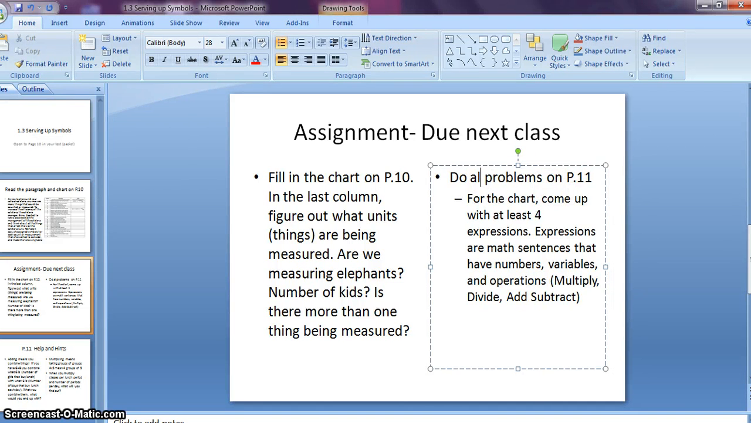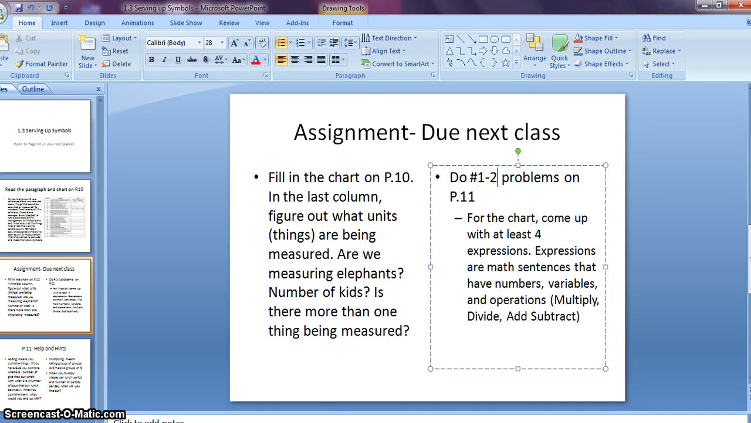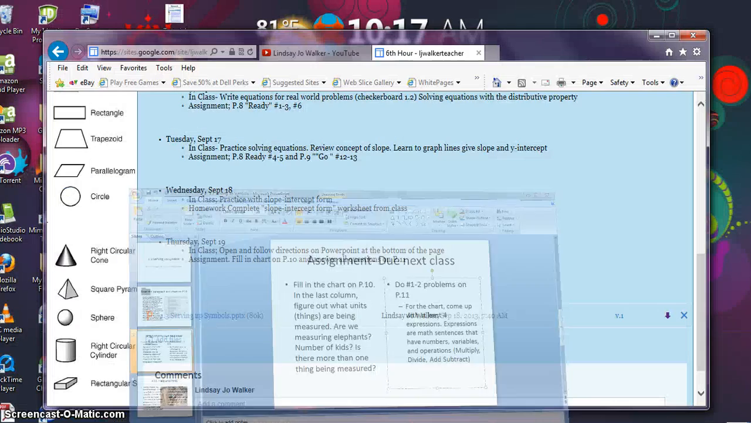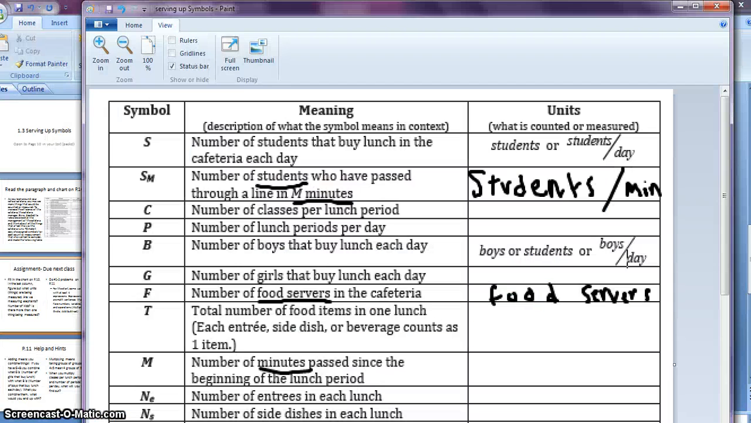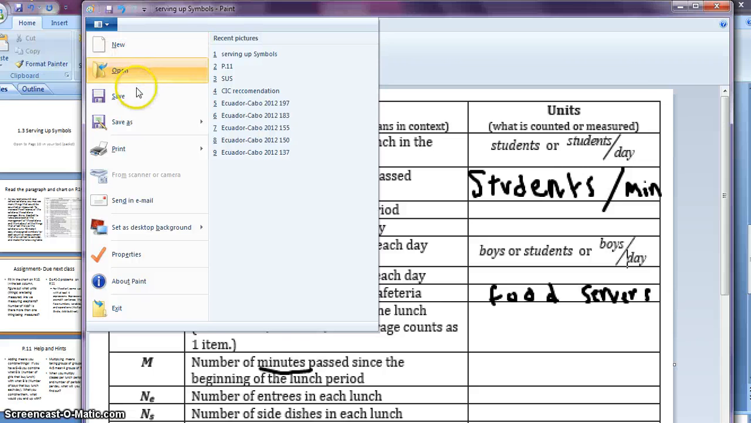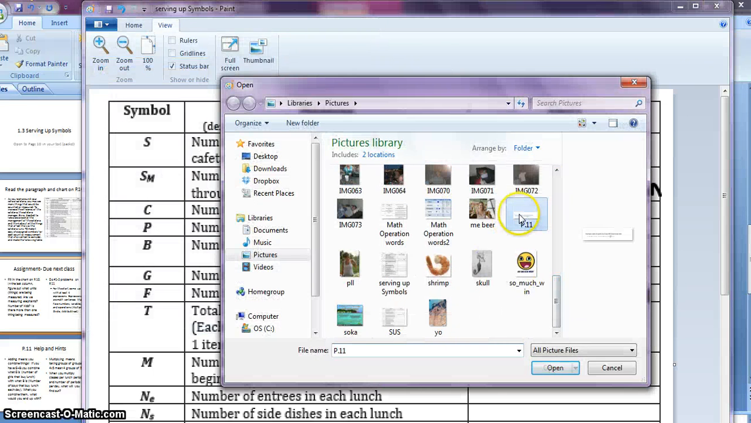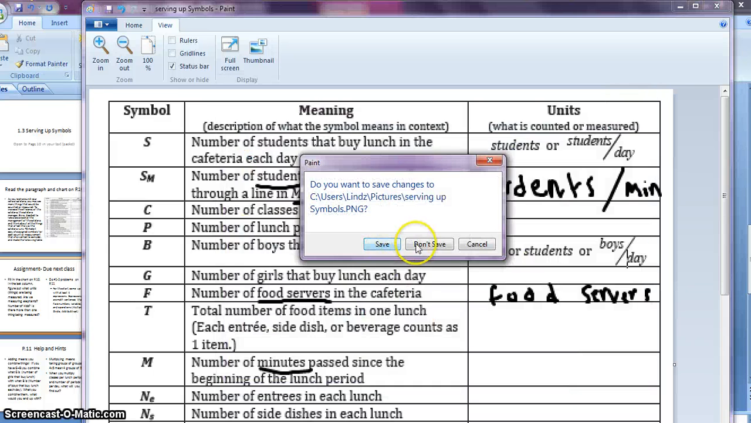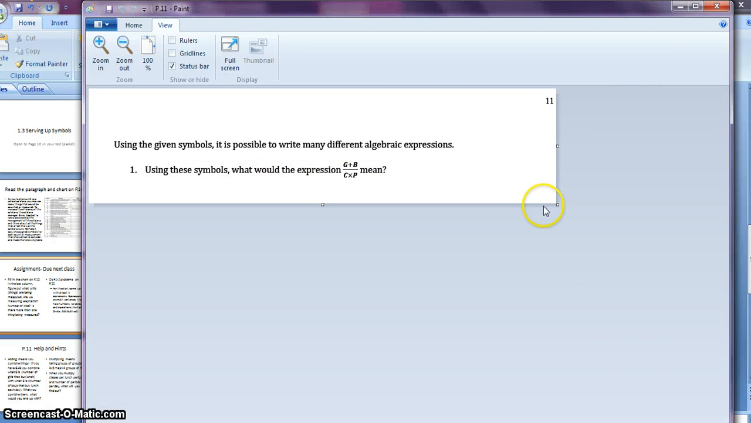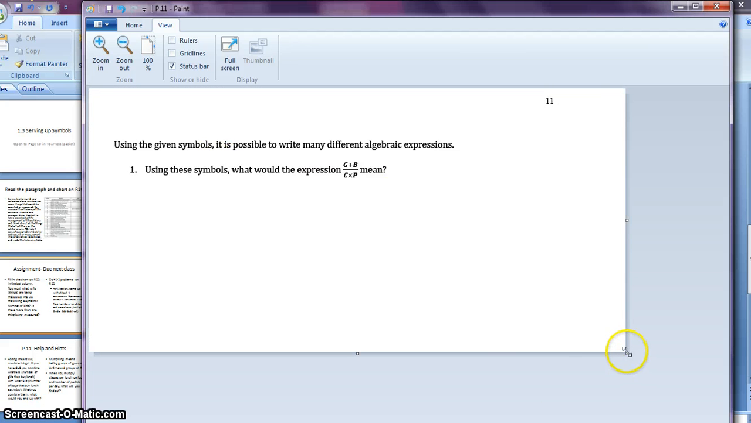And we'll do 1 and 2 together, and then do the chart where it tells you to make your own expression. So, on page 11, we have a problem that looks like this. Using the given symbols, it is possible to write many different algebraic expressions.